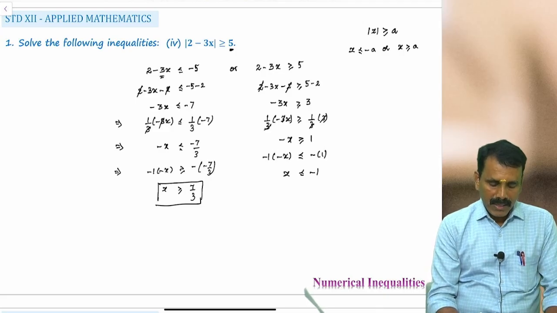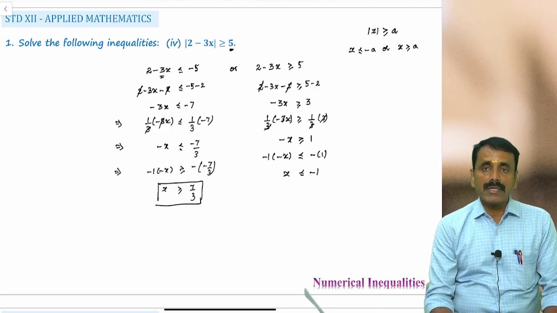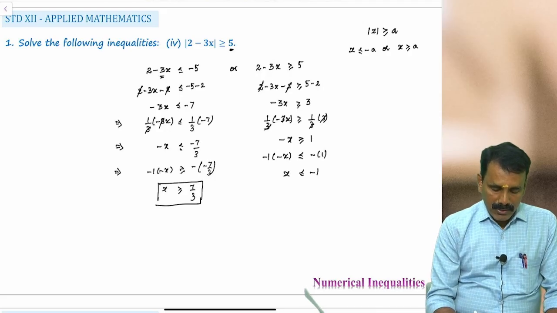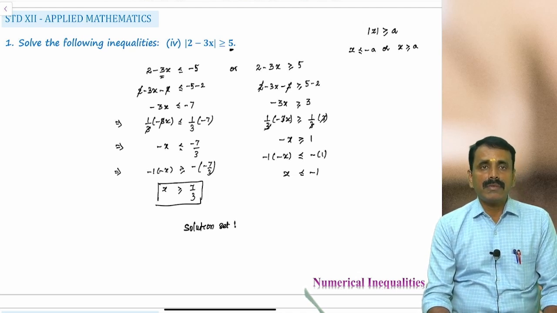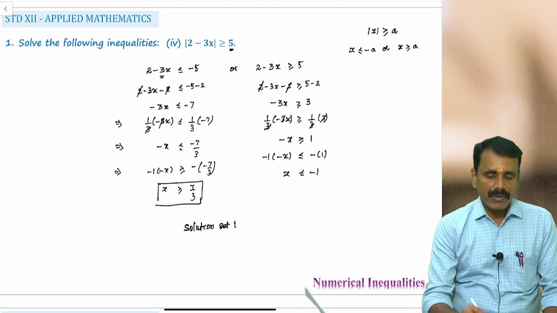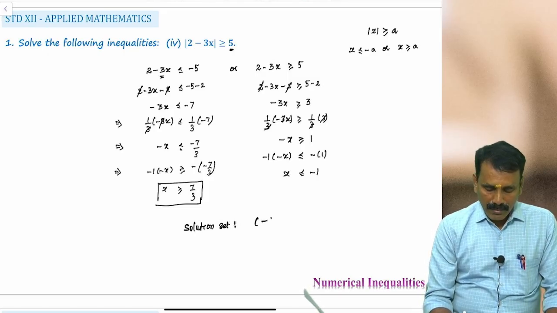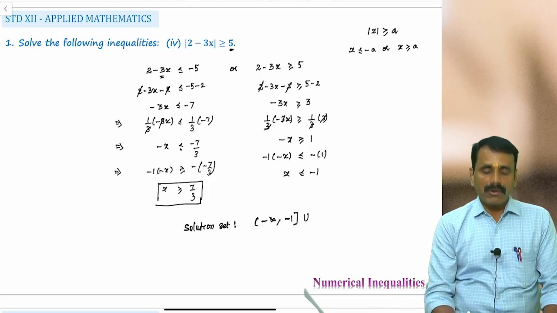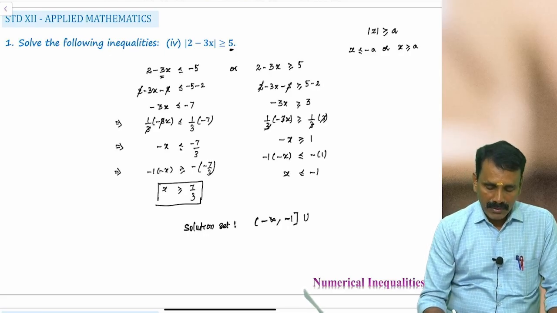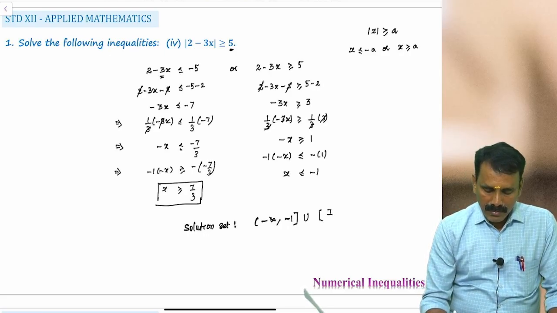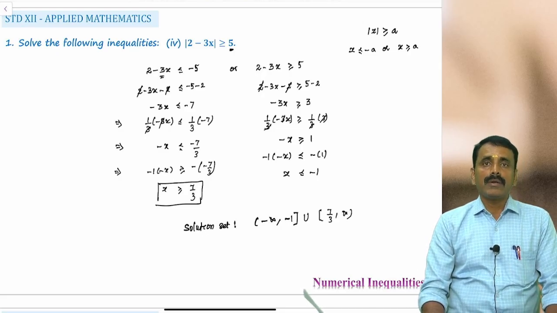So here we get x greater than or equal to 7 by 3. Here we get x less than or equal to minus 1. So what will be the solution set? X is less than or equal to minus 1. Any number which is less than or equal to minus 1 will be considered for the solution of this inequality. So it is from minus infinity to minus 1 closed, union x greater than or equal to 7 by 3. Any number greater than or equal to 7 by 3 will be considered for the solution of this inequality. So the answer will be 7 by 3 to infinity. Is it clear?